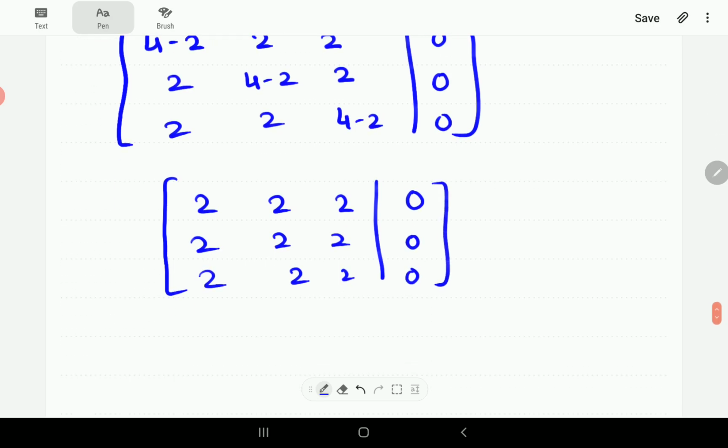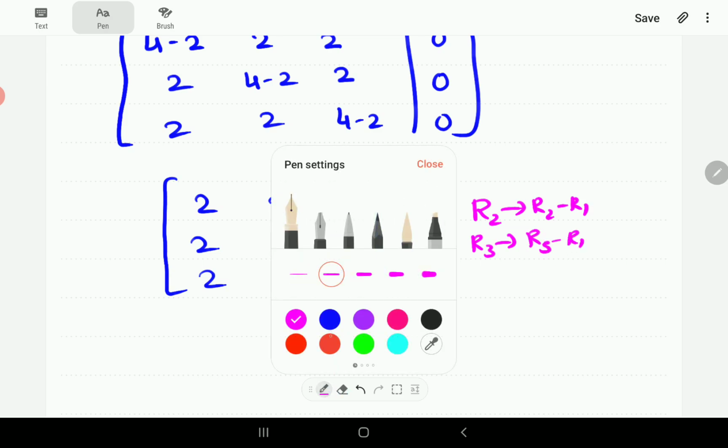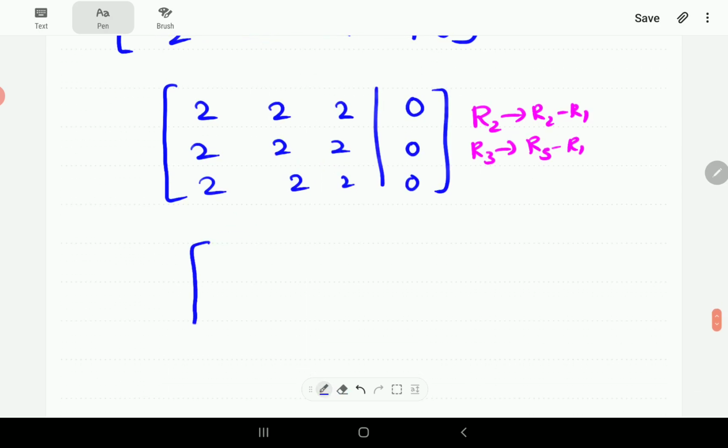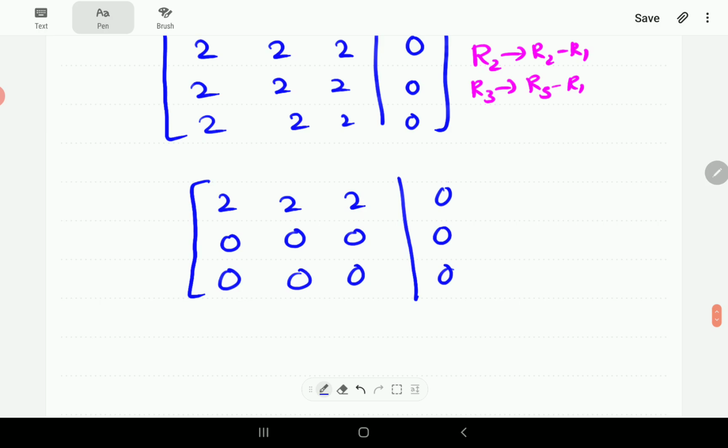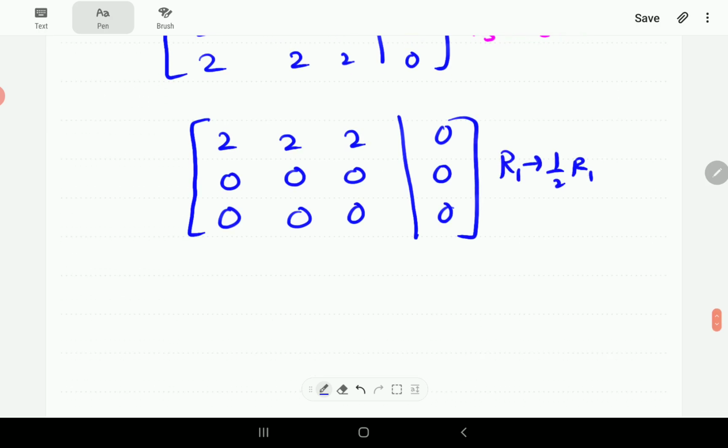Do the row operation. So here the row operation will be R2 changes to R2 minus R1, R3 changes to R3 minus R1. Once we get this, we will have here 2, 2, 2, and 0, as I'm not doing any changes in R1. But R2 and R3 are 0. And also, from R1 I can take this 2 out. So I will get simply 1, 1, 1, 0, and 0, 0, 0, 0, 0, 0, 0, 0.